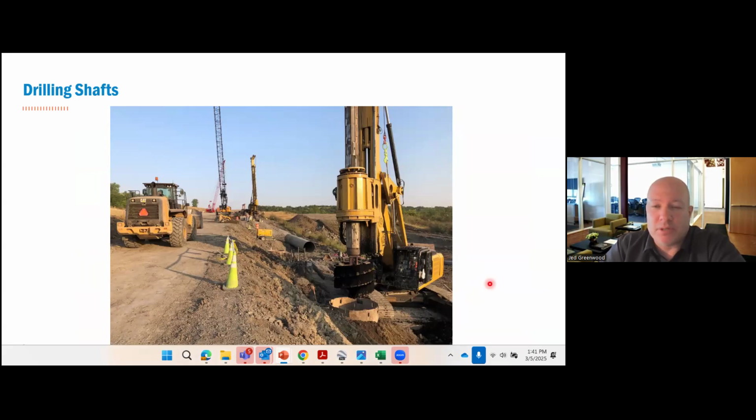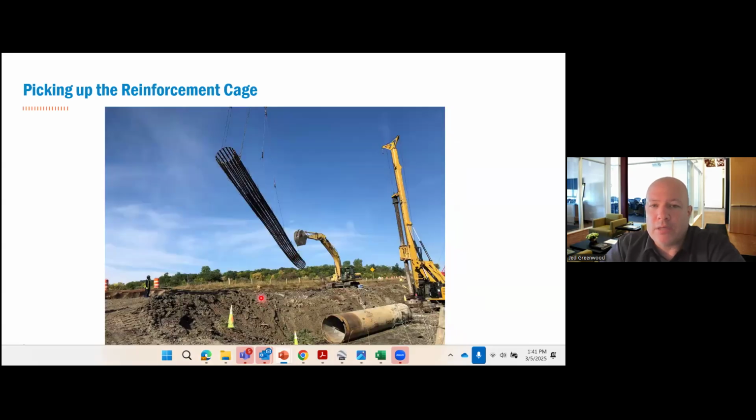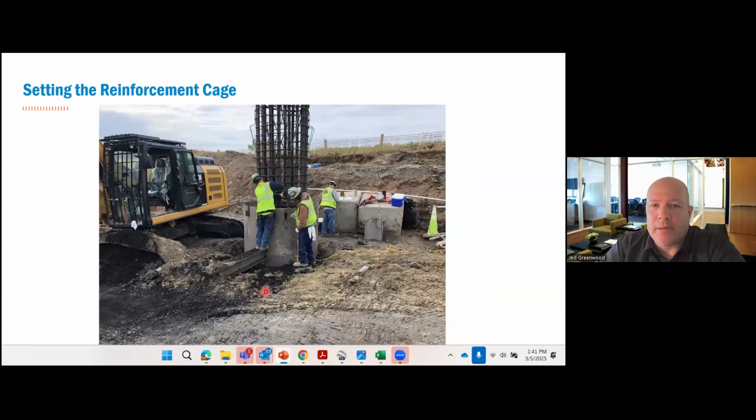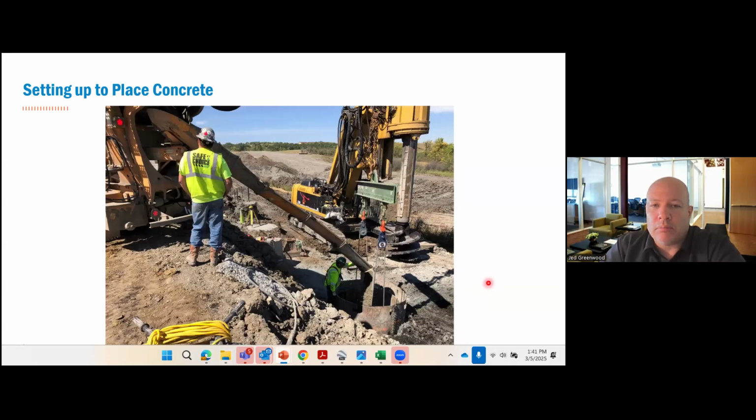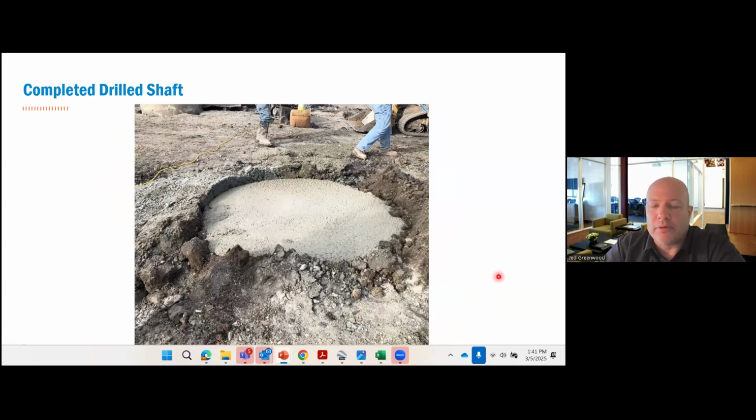Okay, the drill shafts. I'm just going to show a few pictures of the installation. Here they're tying the reinforcing cages. You can see that. They're lifting up the cage. Here they're setting it. It's going down the hole. Placing the concrete. They're placing the concrete via free fall here. And that's what a completed drilled shaft looked like. And then, of course, in the end, they covered it up with topsoil and you don't even know it's there.